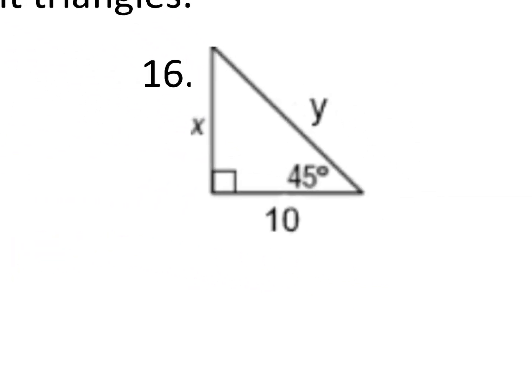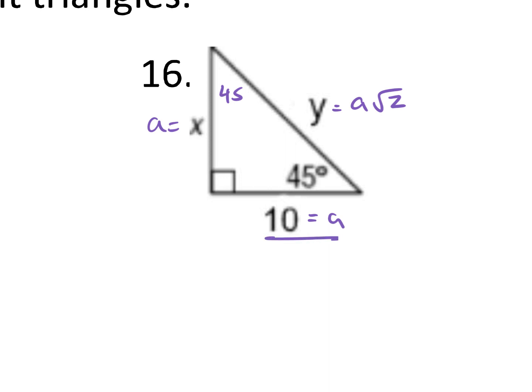All right, 16, we're doing the same thing. We have a 45, 45, 90 triangle. Opposite of the 45s is just A. And our hypotenuse is A square root 2. So A is already solved for us. So what does X equal? 10. And what does Y equal? 10 square root 2. Perfect.